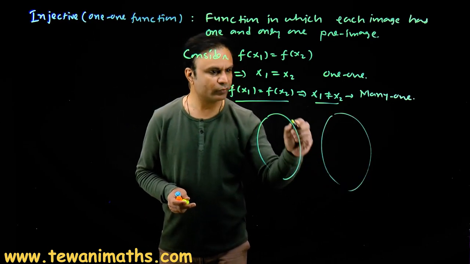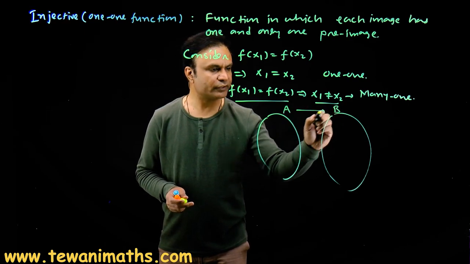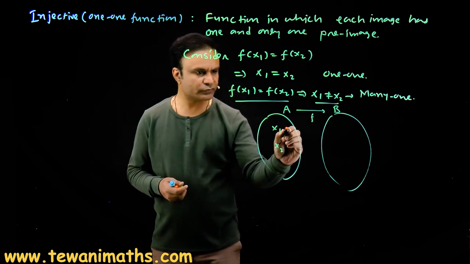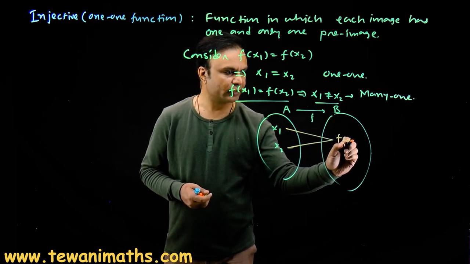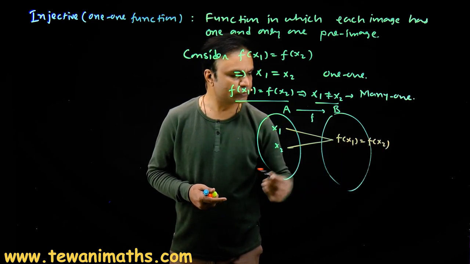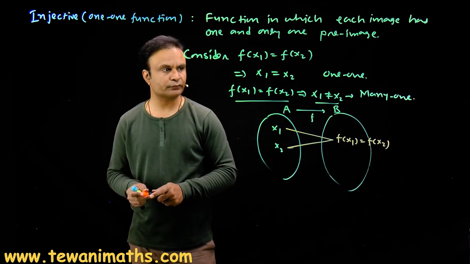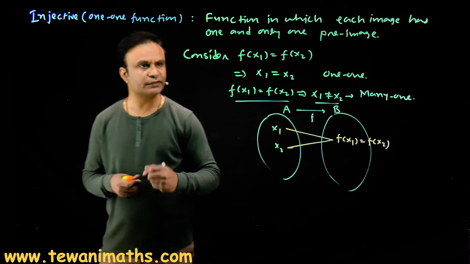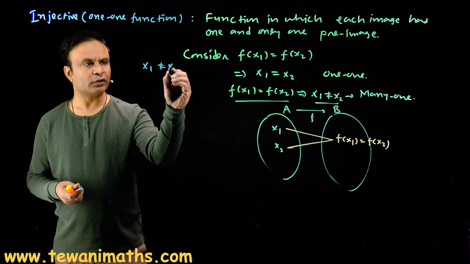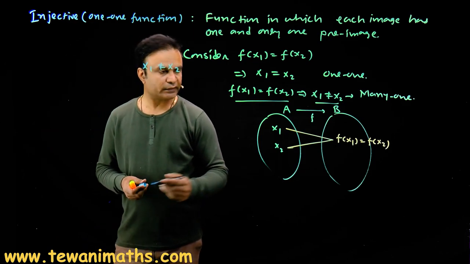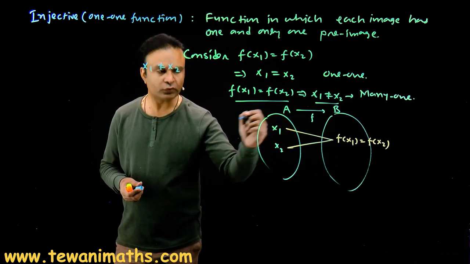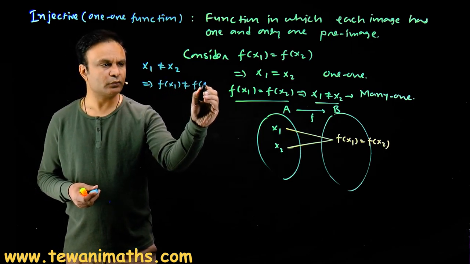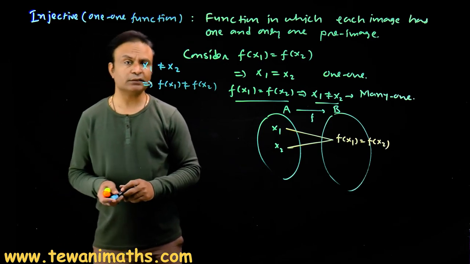If we put this in the form of mappings, we have function f from A to B. Here we have two different pre-images for which we have same image f(x1) is equal to f(x2). So definitely function is many one. Okay, there is one more argument to prove that function is one one, that is if x1 is not equal to x2 in the set of domain. If we take two different pre-images and we get f(x1) not equal to f(x2), then also function is 1-1.